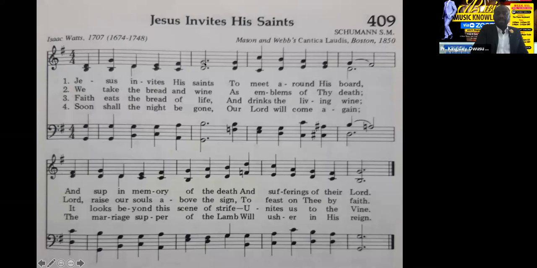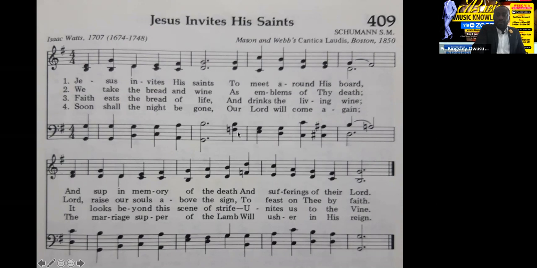1, 2, 3. Then crotchet. So we have many crotchets that are dominating in this song. Then we have dotted minim, dotted minim. Okay, let's look at the accidentals in this song.